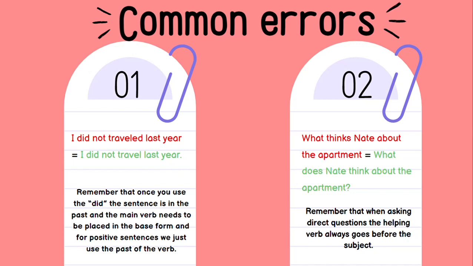And the second error is when we change the position of the helping verb. For example, what thinks Nate about the apartment? The correct way to say it is what does Nate think about the apartment? Okay, remember that when we're asking direct questions, the helping verb always goes before the subject.